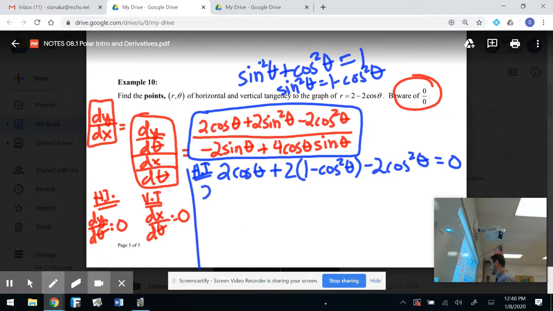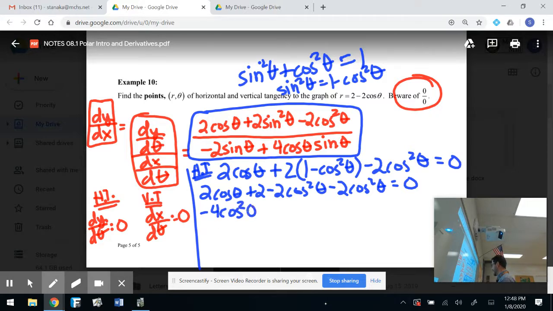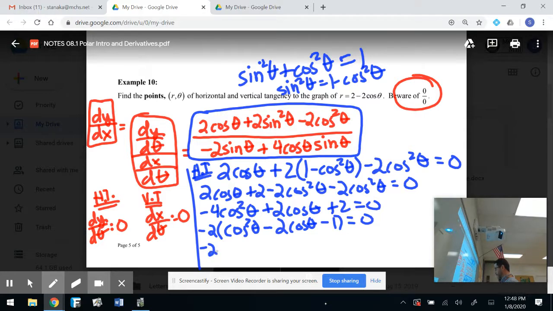If I distribute, I get 2 cosine of theta plus 2 minus 2 cosine squared theta minus 2 cosine squared theta equals 0. Okay, and let's organize this a little bit better. I have negative 4 cosine squared theta plus 2 cosine theta plus 2 equals 0. Kind of looks factorable, but let's make it look even more factorable. We never want our squared term to be negative, so I change all of those signs. Then I do a little factoring.